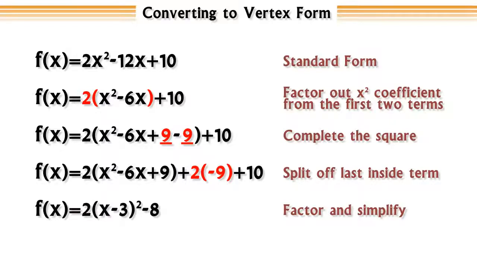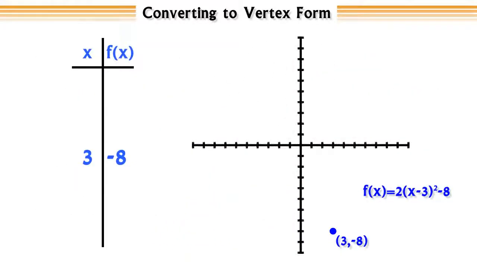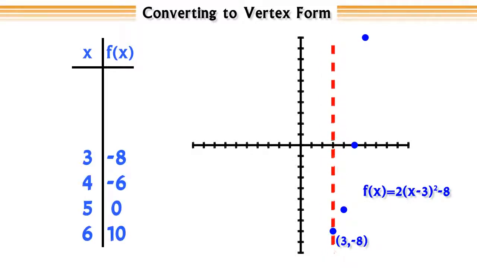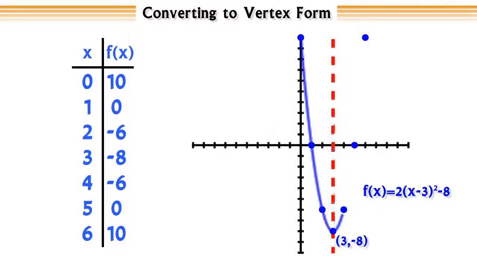Now that we've converted it to vertex form, we can easily see that the vertex is located at (3, -8). This is when the axis of symmetry can come in handy for graphing. We can compute the functional values of points on one side of the axis of symmetry, and since the parabola is reflected over this line, we can plot these points without further computation.